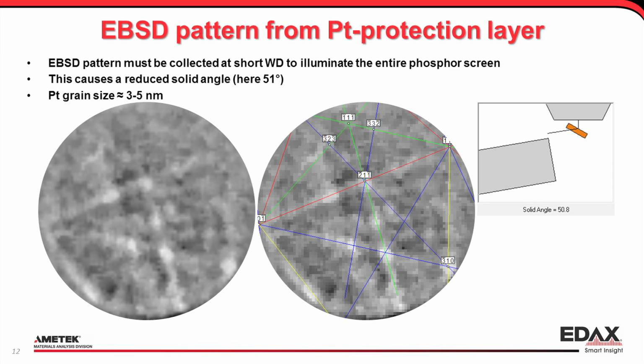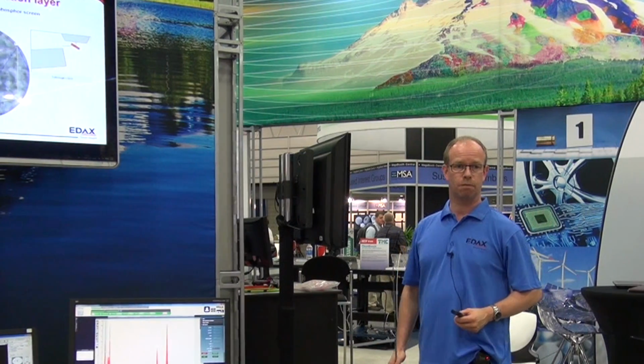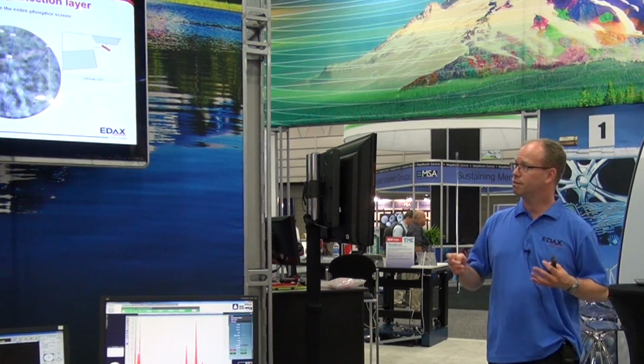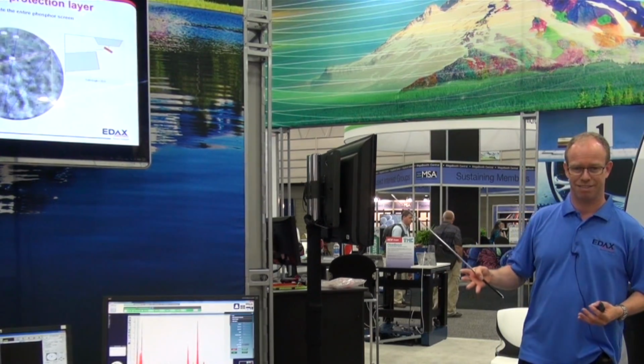Now, these were the first patterns I collected on this particular sample. They're not the best patterns you've ever seen, perhaps, but they are indexable. And this is coming from the platinum protective layer on top of the lamellae. So normally we don't even look at it because that's just to protect my structure. But these grains were 3 to 5 nanometers and already produced indexable patterns. So that means that the resolution is there.